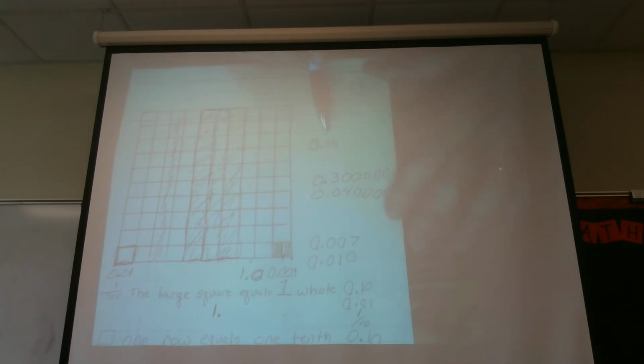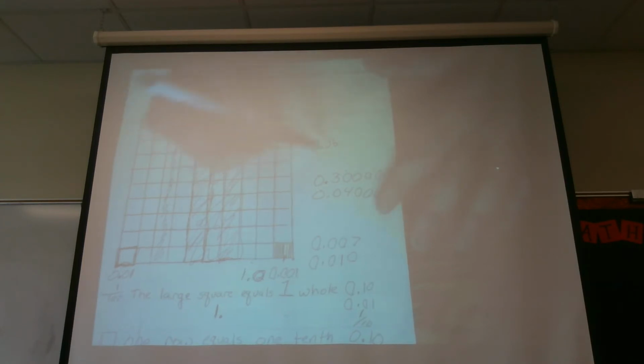all right, what is the value of the 3 in this number? Can anybody tell me the value of the 3 in this number?